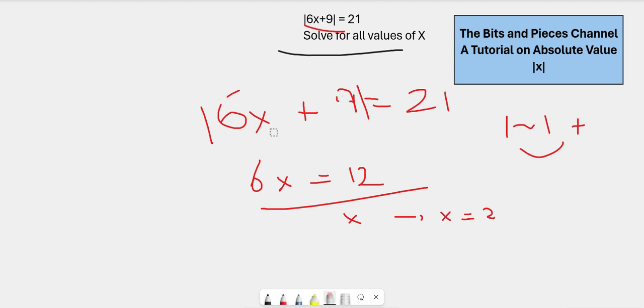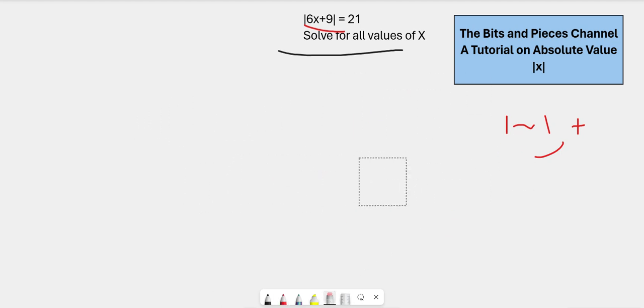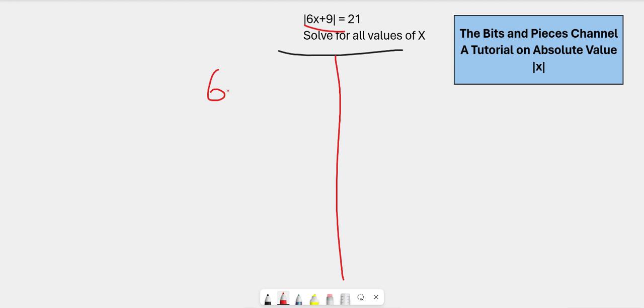So we need to think of this in a different way. And how we can do this is by separating these equations, right? So we can separate right here. So in one instance, 6x plus 9 is equal to 21. That's like the normal instance, or if we assume everything is positive. And we solved it before, it's x equals 2. And now I'm going to pause for 2 seconds and let you guys solve it. And let's see what the other solution could be. Okay, so let's get back to it.